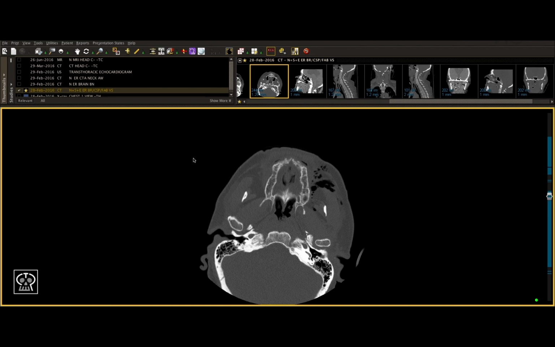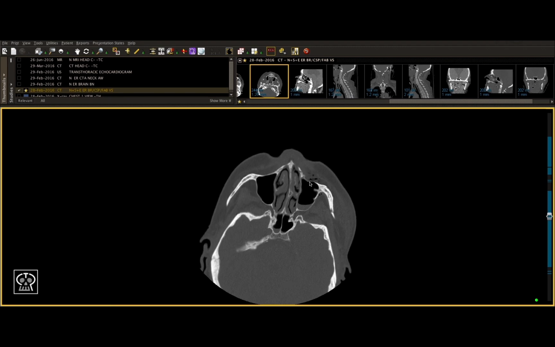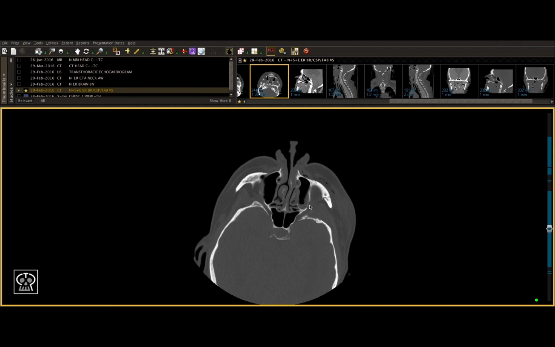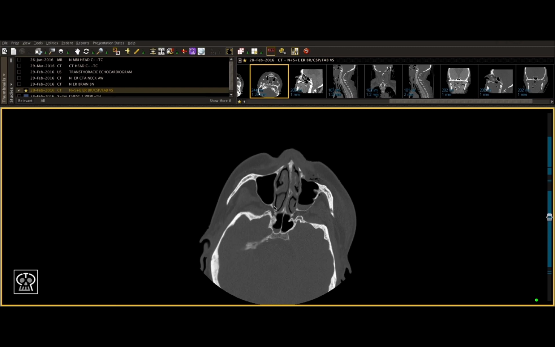Let's look at another example here. Let's say that we've done our evaluation completely on the right side, and now we've moved on to the left side. Right away, we can see a fracture of the anterior maxillary sinus wall, as well as the posterior lateral sinus wall. Scroll through, and comparing to the other side, once again, these fractures become quite obvious.